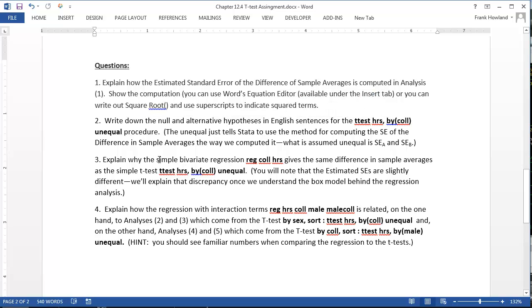Talk about the relationship between the simple bivariate regression and the simple t-test. And then finally talk about this more complicated thing that I alluded to at the end, and explain how the coefficients that we get here are related to these t-tests, the more complicated t-tests that we did. So that's your assignment, and good luck. If you have questions, send email. We may be able to respond. That's it for now.